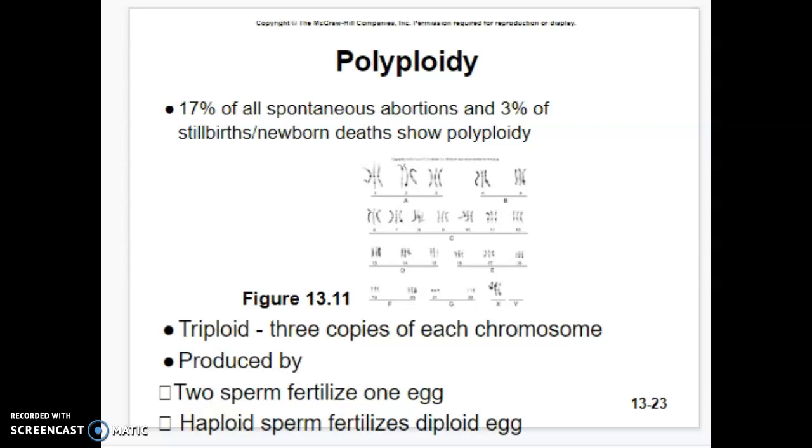All right. Polyploidy can cause issues if you've got too many chromosomes. A lot of spontaneous abortions are due to polyploidy, having too many chromosomes because meiosis didn't occur correctly. So two sperm try to fertilize an egg, or the egg was diploid and didn't finish meiosis. So that will lead to death. It won't survive if it has three of everything.